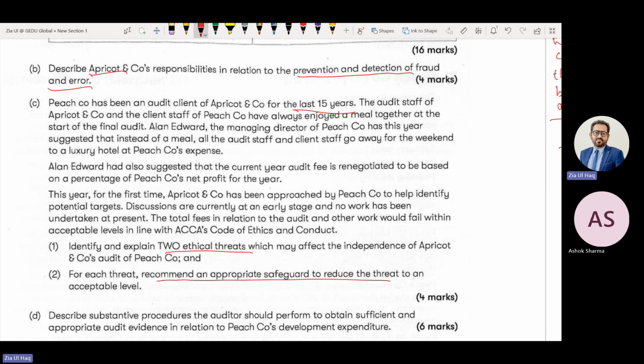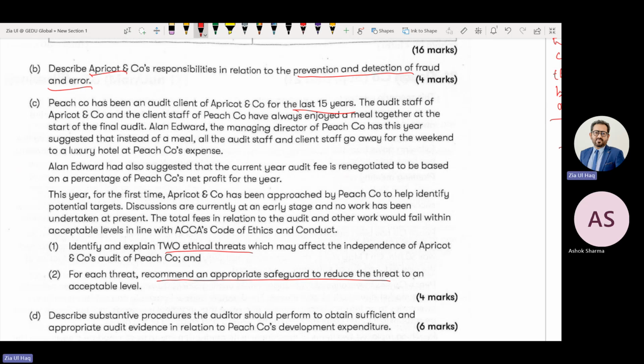Alan Edward had also suggested that the current year audit fee is renegotiated to be based on a percentage of Peach company's net profit for the year. Percentage fee, contingent fee could pressurize the work: self-interest, as well as intimidation threat. The fee should be decided and fixed before starting the work.